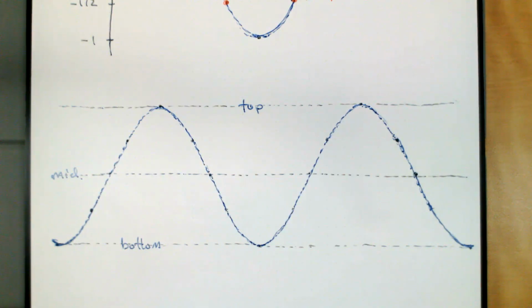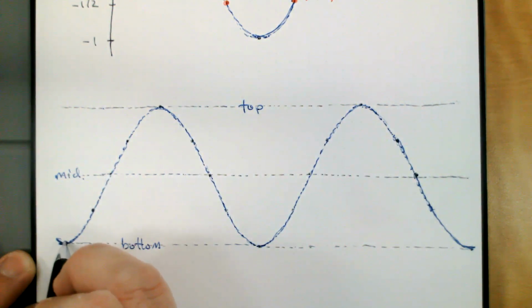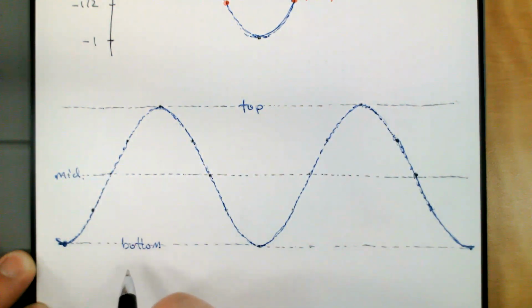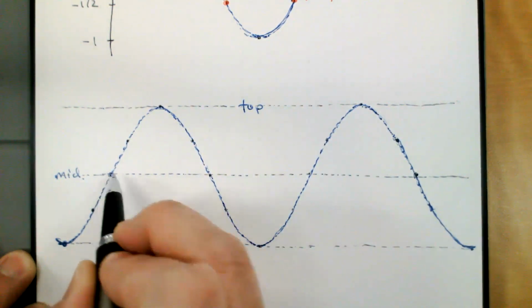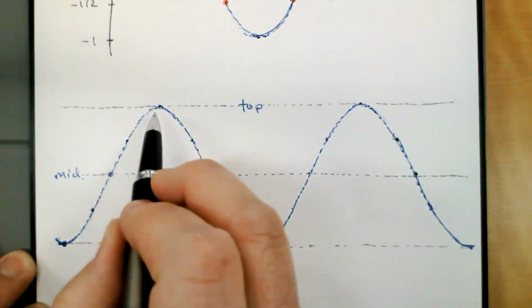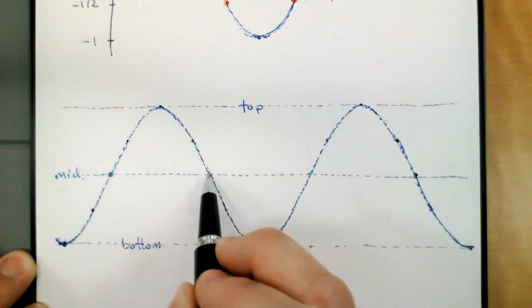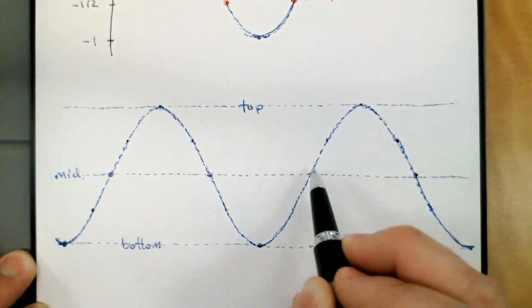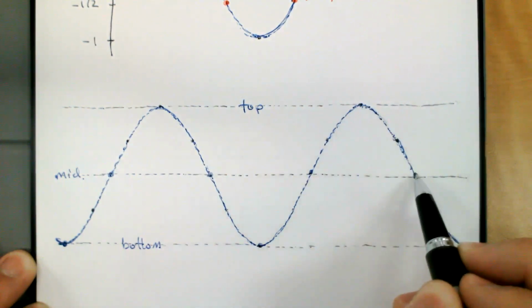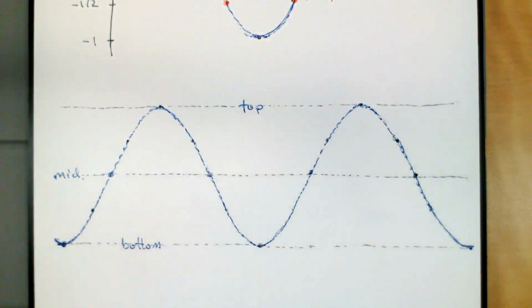Notice that in a sinusoidal graph, wherever we start, the sequence is always going to be the same. If we think about starting off at the bottom, this point is going to be at the bottom. This point will be at the middle going up, then we'll be at the top, then down to the middle going down, then the bottom, then the middle going up, then the top, then the middle going down, then the bottom. It's always that same sequence.